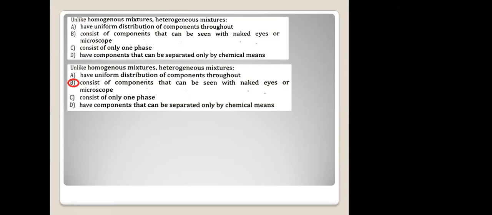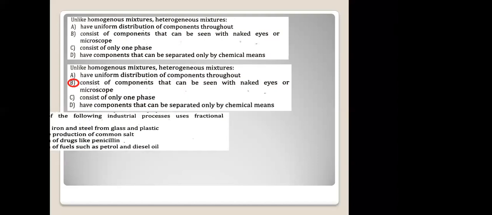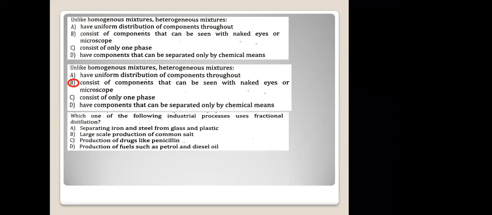Okay, but a homogeneous mixture is going to have how many components? Its components cannot be seen by our naked eyes or microscope. And it has only one phase. Homogeneous is going to have one phase. Okay, moving on to the next question.